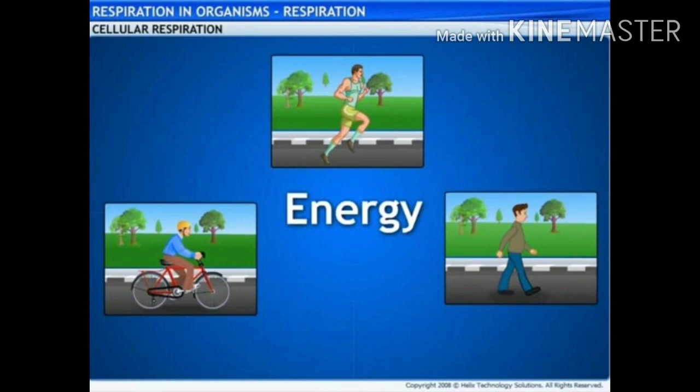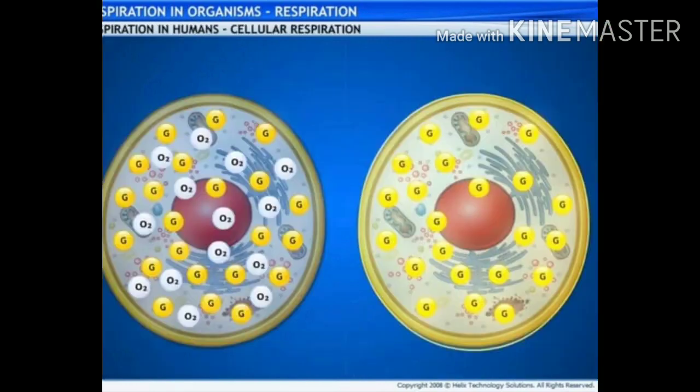So students, there are so many activities performed by human beings which need energy, like cycling, running, walking. All these activities need lots of energy, and this energy is formed from the cell by the process of respiration.